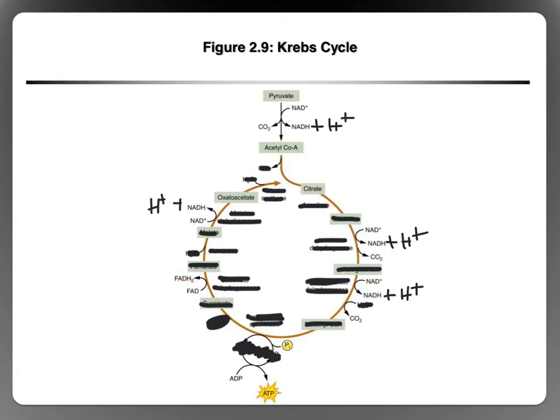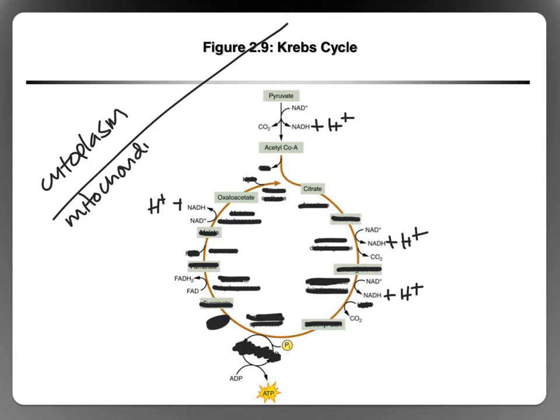All right, so let's go through the steps. So remember that we originated from the cytoplasm. We are now in the mitochondria. Okay, and this pyruvate came from glycolysis. And remember that when we started with glucose 6-phosphate, at the end, we have 2 pyruvates.